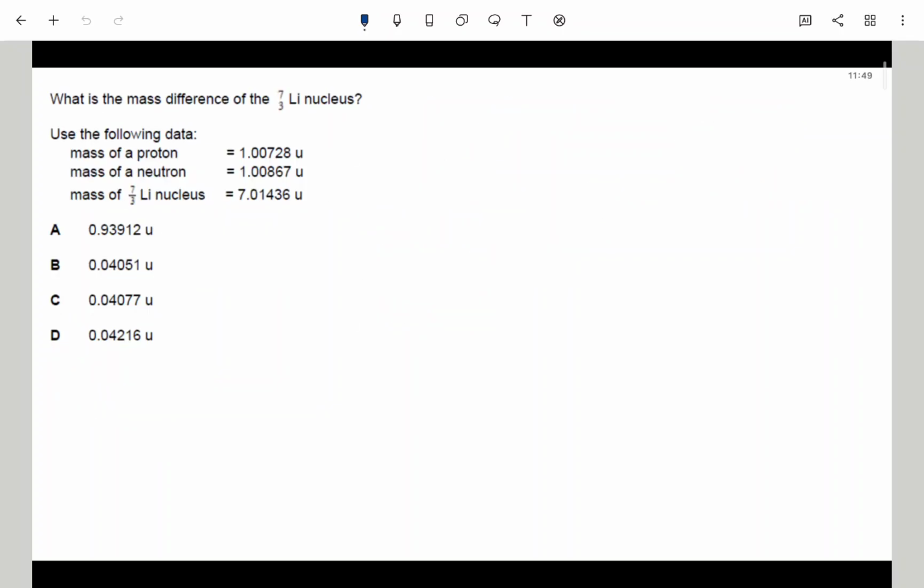Right, so this one's a little bit different. Mass difference or mass defect of the lithium-7 nucleus. So if you want to attempt this, that's good.